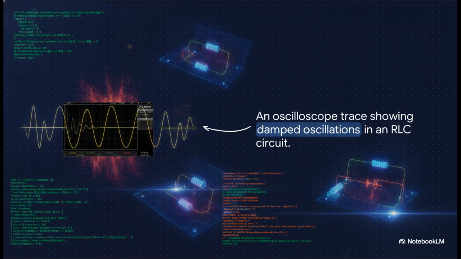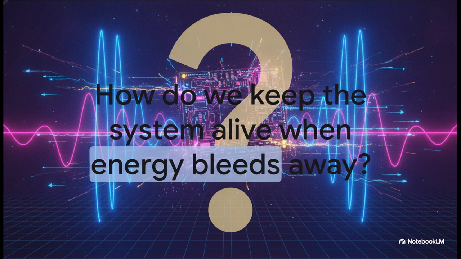Every real-world wire and component has at least a little bit of resistance, and that resistance acts exactly like friction. It continuously drains the circuit's total electromagnetic energy, bleeding it off as thermal heat. So over time, those beautiful, high peaks of energy shrink down to absolutely nothing. Which brings us to a massive engineering hurdle.